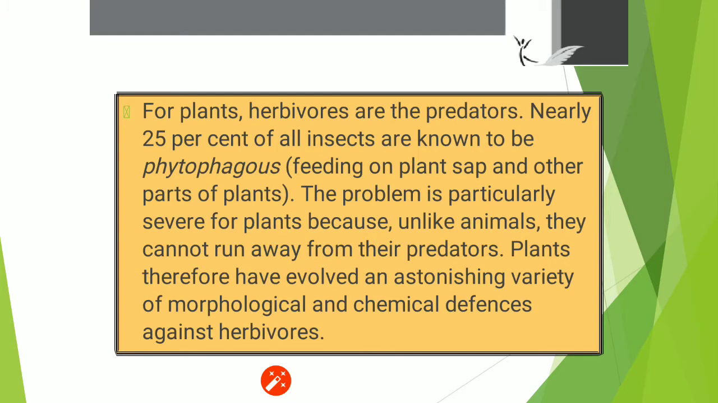For plants, herbivores are the predators. Nearly 25% of insects are known to be phytophagous, that is, they feed on the plant sap and other parts of plants. The problem is particularly severe for the plants because, unlike animals, they cannot run away from their predators. Plants therefore have evolved an astonishing variety of morphological and chemical defenses against herbivores.